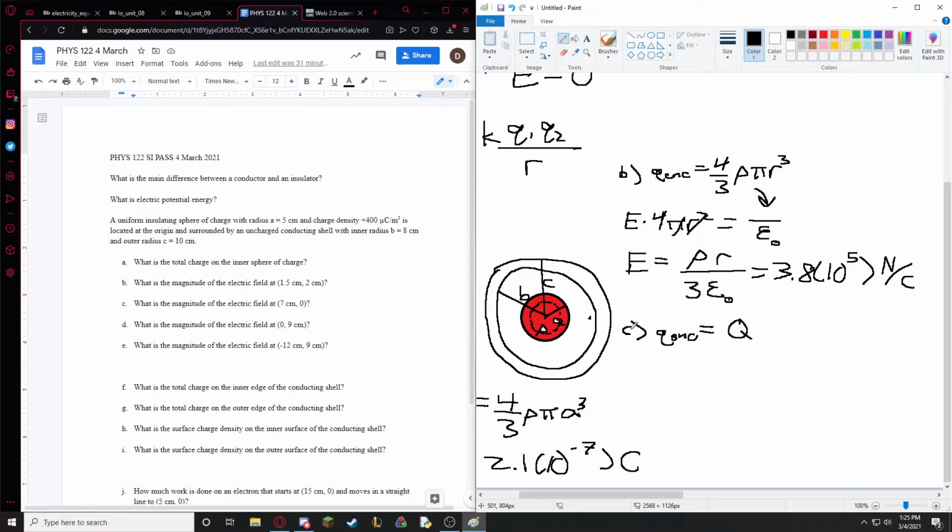We could do the same thing, right? And then make a Gaussian sphere using that as our Q enclosed. Yep, exactly. So we could do the same thing with a Gaussian sphere. We have our Q enclosed as Q, E times 4 pi r squared, divide by the 4 pi r squared, and we end up getting what?